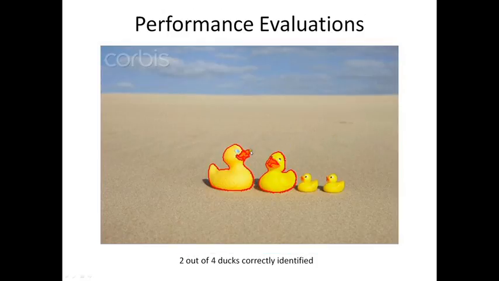Here we have 4 ducks on the beach. The larger 2 are correctly identified, but the smaller 2 are not. That's because this image is kind of low resolution, as you can see, so it's a smaller image. And the 2 smaller rubber ducks, their eye and beak segments are too small to be considered, so they are filtered out as noise.